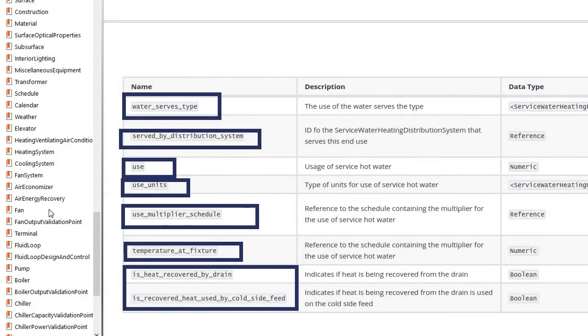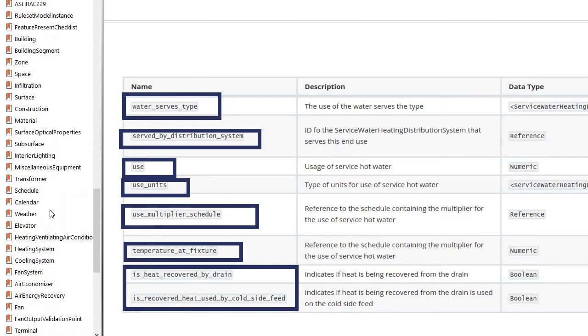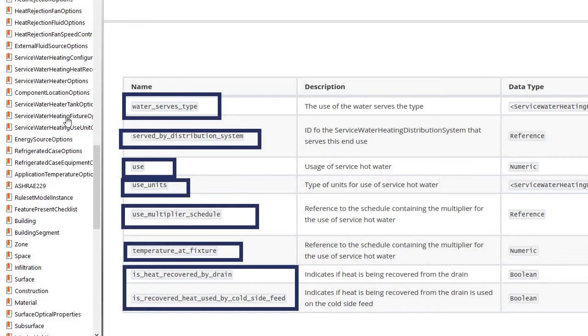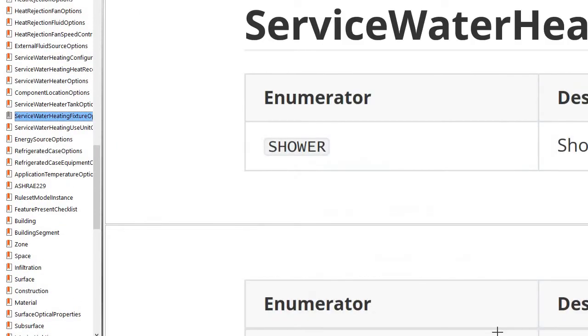For the other two enumerations, those are fixture options. Let me get that one open. Here we are.